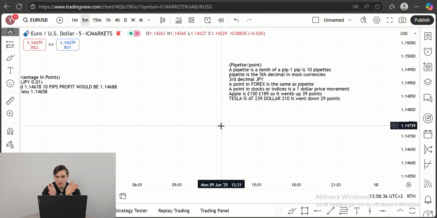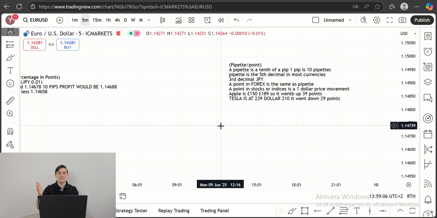Now a point, here is where it gets a little bit more complicated, but guys, write this down so you don't have to come back to this video. Write this down, everything, so you have it there forever, because it's really easy. A point in forex is the same as pipette. Yeah, I don't even know why they had to put point and just make it pipette. Like, why do we have to change the name of this? But a point in forex is the same as pipette.